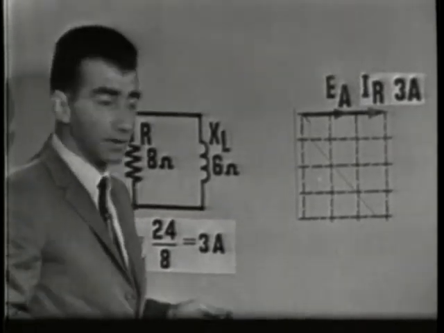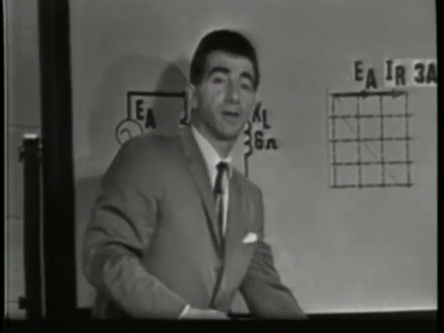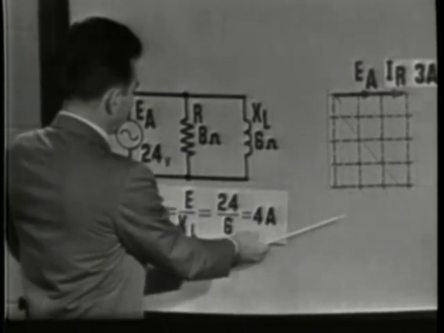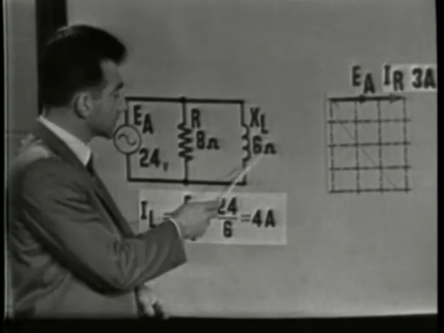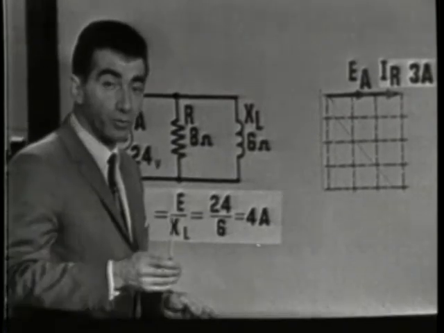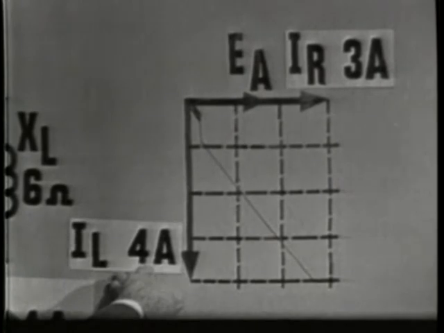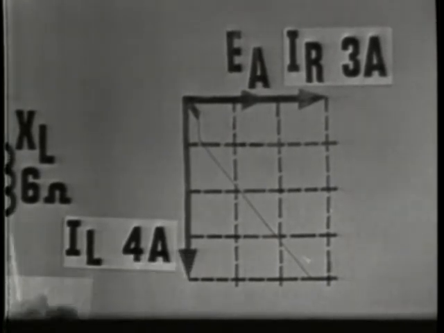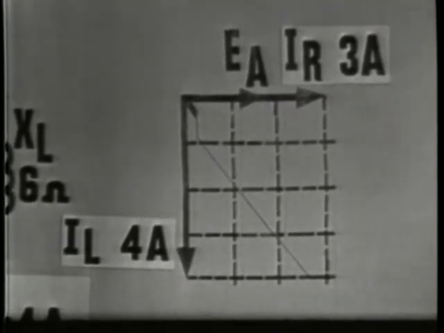Now, to find IL, or the inductive current, we would use the same method, that is, apply Ohm's law. IL is equal then to E over XL, or 24 over 6 ohms, which means IL equals 4 amperes. Now, when we plot IL on the vector graph, we must show the 90-degree phase difference. Remember, IL lags EA by 90 degrees, and it is a value of 4 amperes, so we'll use 4 units on our graph to represent IL.